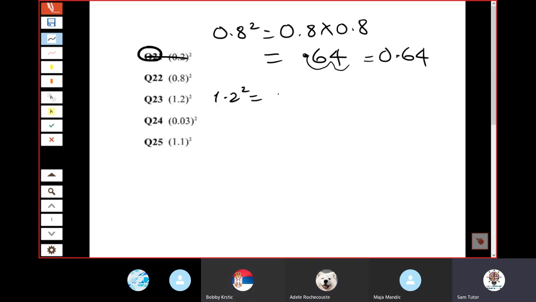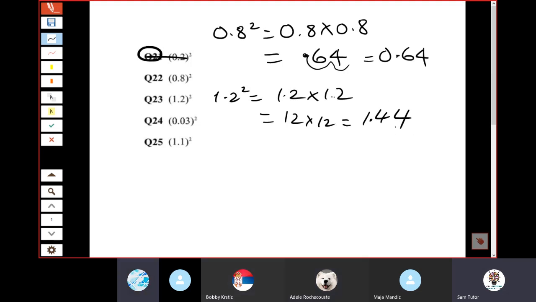1.2 squared. That becomes 1.2 times 1.2. That becomes 12 times 12, which is 144. And then I have to go back twice again. So 1, 2. What's my answer? 1.44. Does that make sense, girls? Yeah. Okay, yes, thank you.